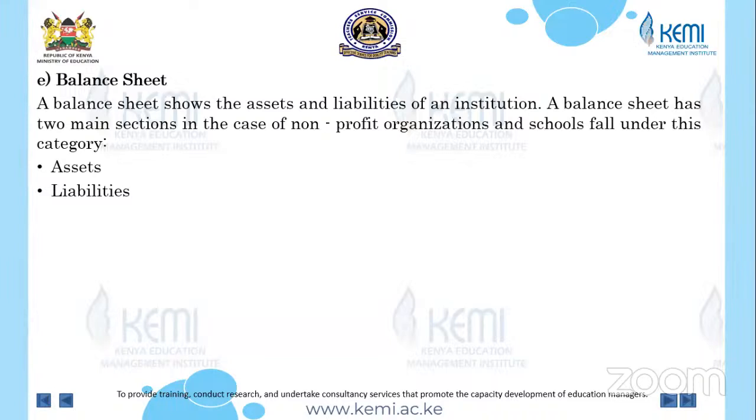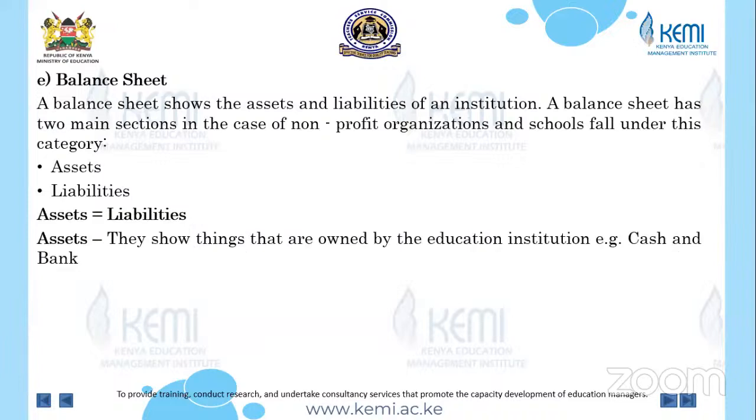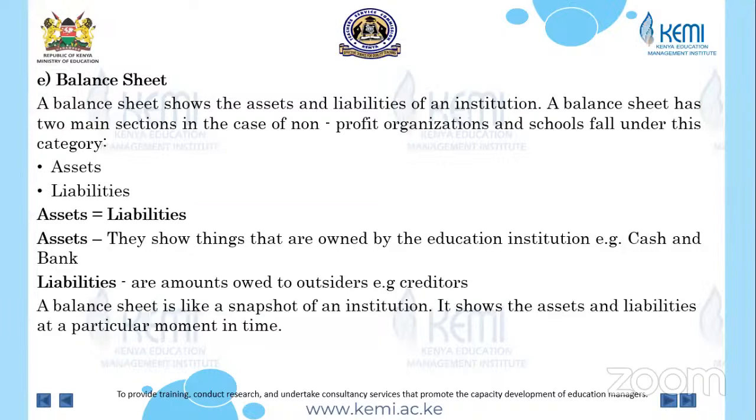When we talk about assets, assets are the things that are owned by the school, of course, what is in the form of cash and what is in the bank. Liabilities are what we are held by, of course, suppliers, creditors, and all that, and therefore they form the liabilities. So a balance sheet of an institution shows the worth of that institution in terms of the assets and in terms of the debts of the institution.